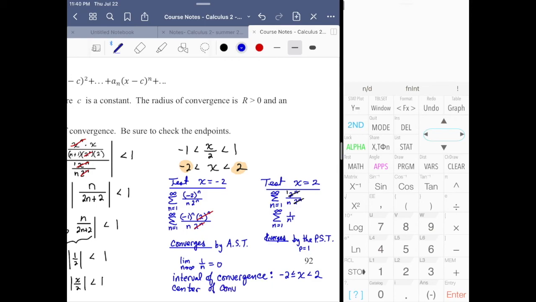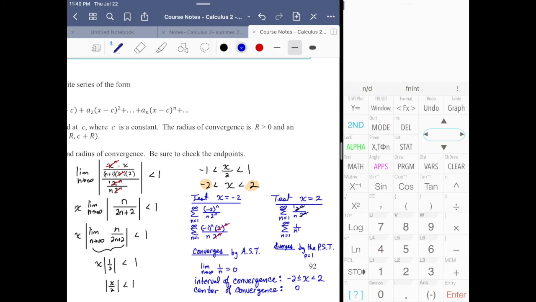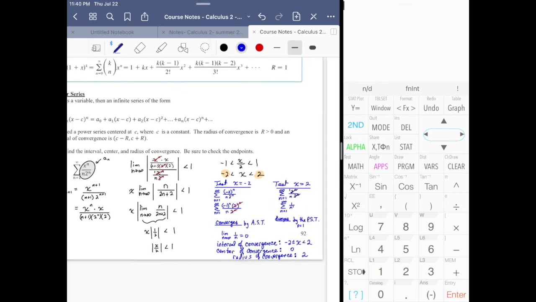The center of convergence, now that's actually pretty simple now that we know what the interval of convergence is. It's the center of this interval of convergence, so that would be 0. You can write x equals 0 if you want. Radius of convergence: 2 units. At most 2 units, really, because on one end it's equal to negative 2, and the other end it's not equal to a positive 2.